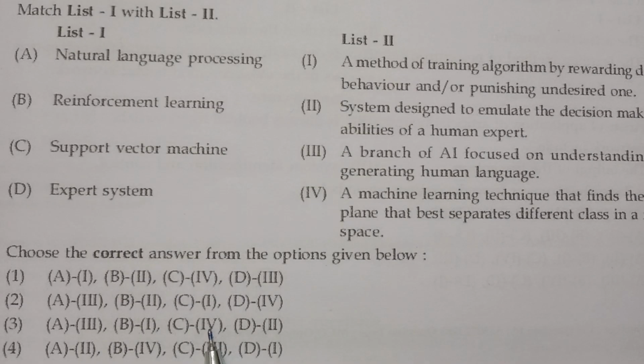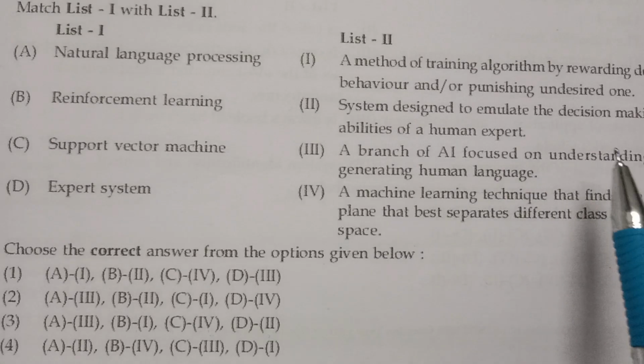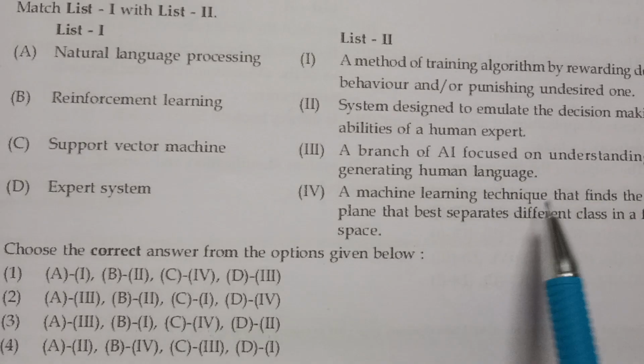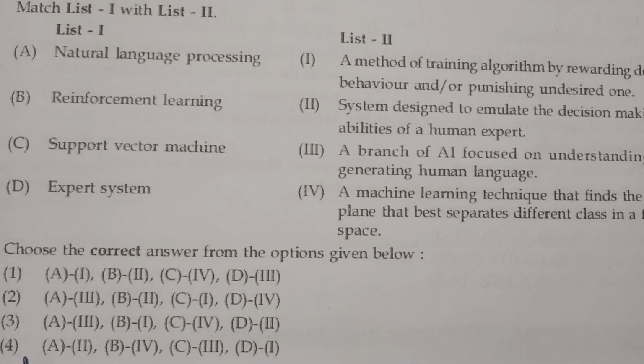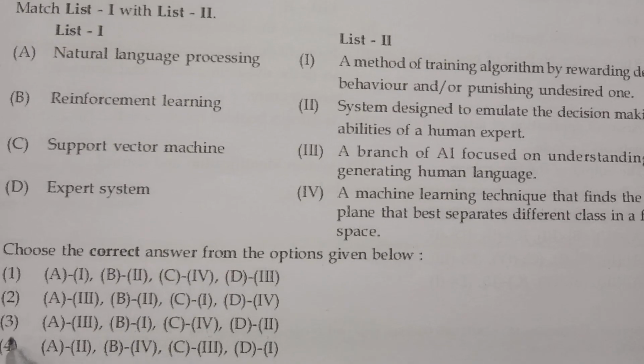That is a machine learning technique that finds the hyperplane that best separates different classes in a feature space. So C with 4, and D is expert system, a system designed to emulate the decision abilities of a human expert. So here the correct option is option number 3.